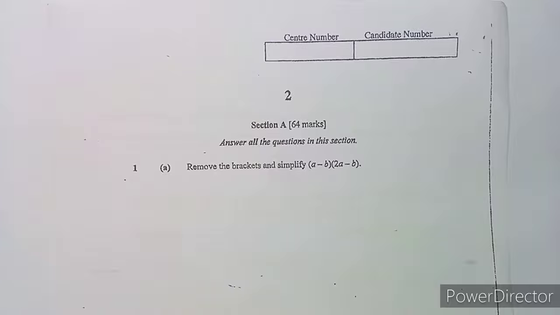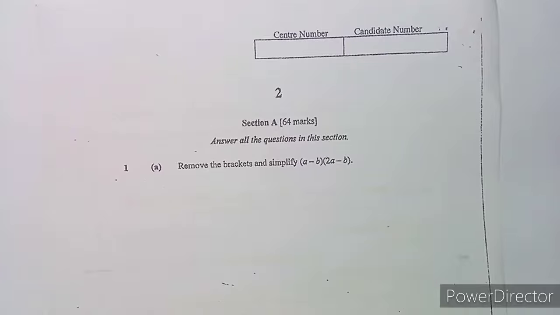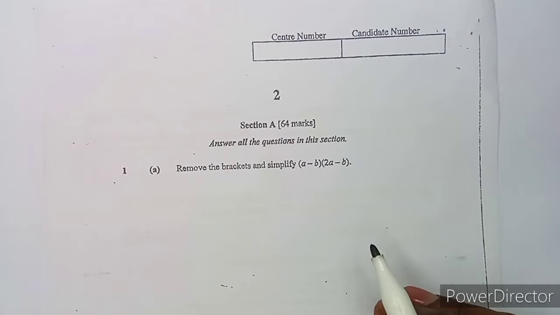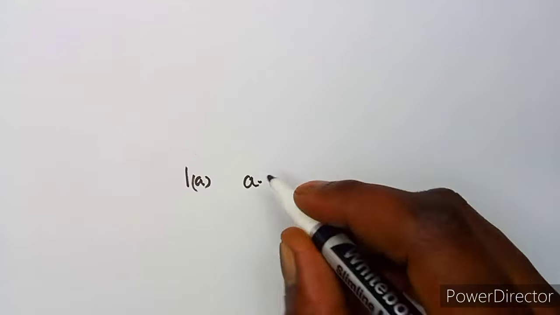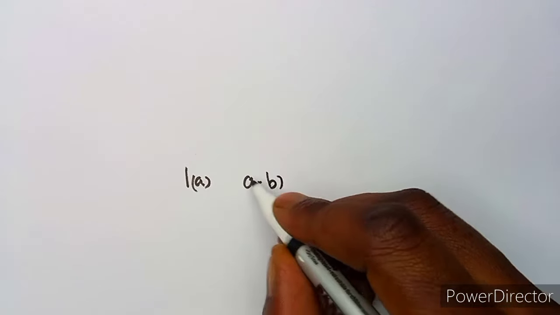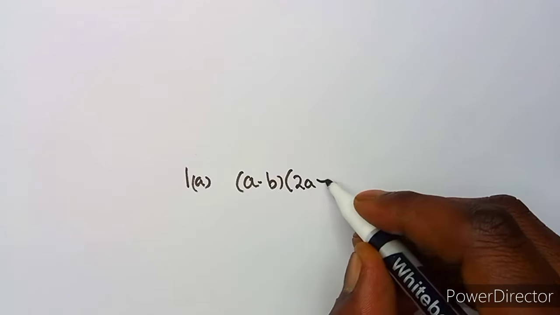Okay, so without wasting much of your time guys, let us quickly rush through the first questions that we are given. Here we're just given to expand, that is to remove the brackets and to simplify on 1.1, which is on section A. So we have got this question that we are given, that is A minus B, into 2A minus B.